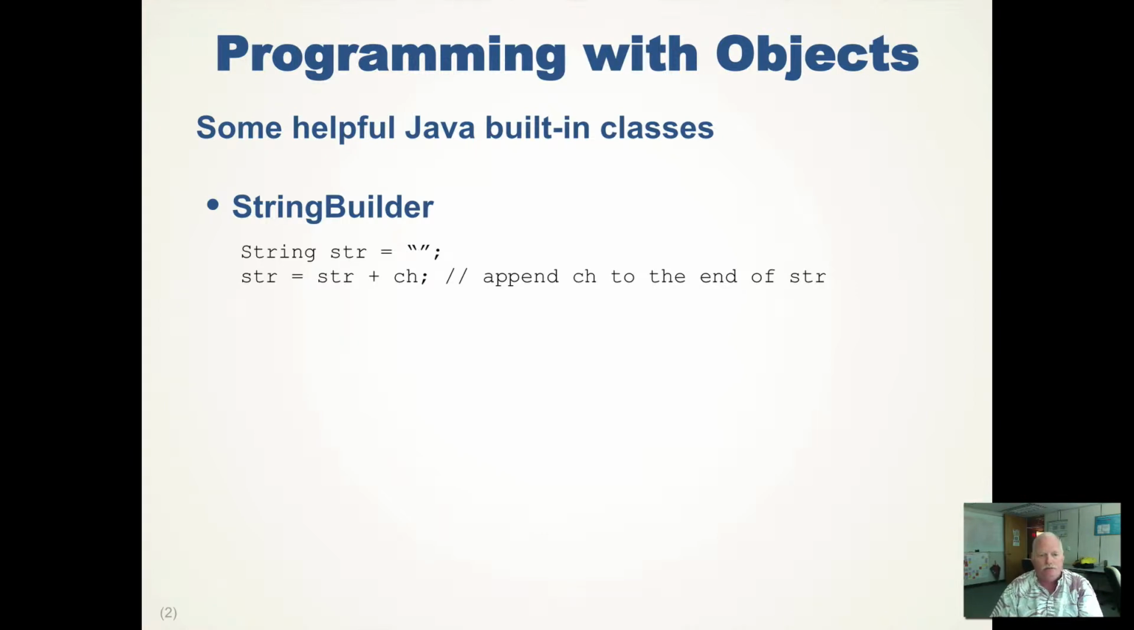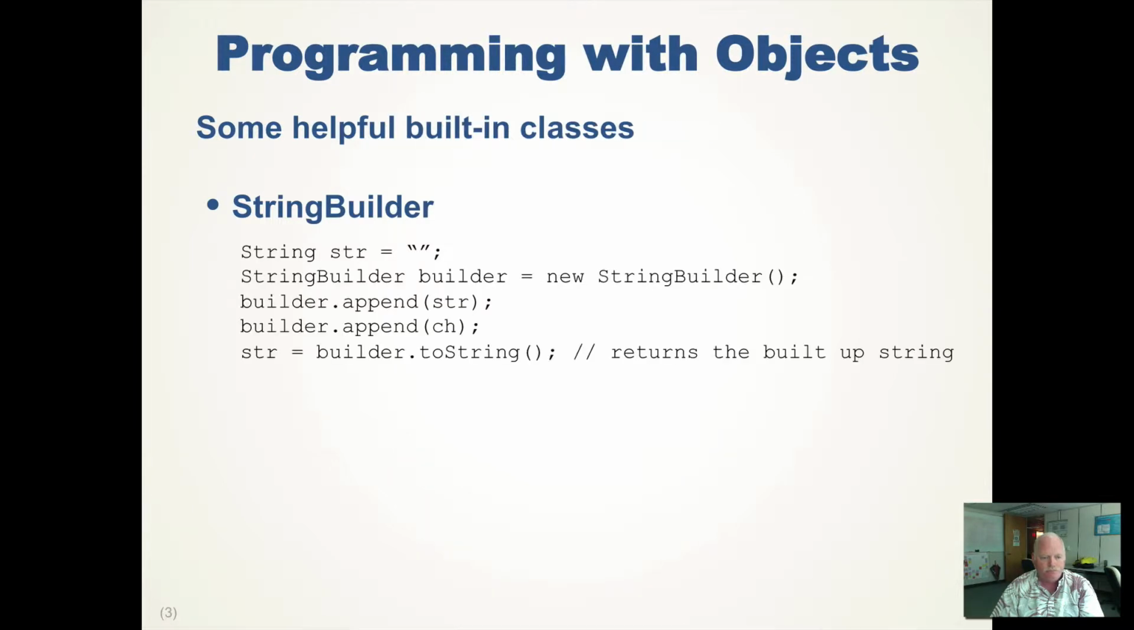So Java provides a StringBuilder class. You can see we create a variable of type StringBuilder, and then we instantiate a new StringBuilder. The StringBuilder class has append methods that allow you to append different things, the concept of building up this string. So we append str and then we append ch, and then we can assign str to the builder.toString method, which returns the string representation of the constructed string.